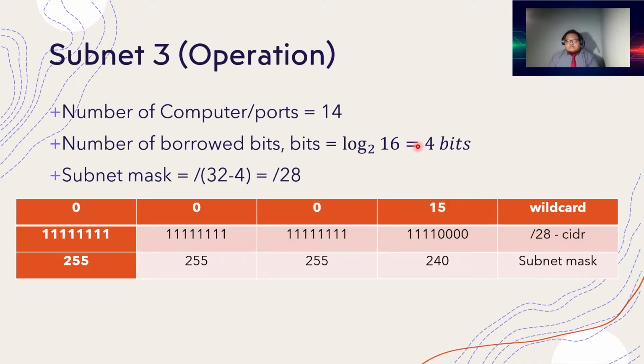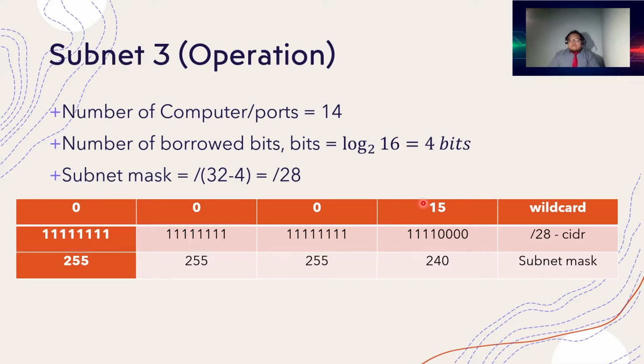For operation, the number of computers or ports needed is 14, and the number of borrowed bits changes. We cannot use log2 32 because it will be too many, because the question asks for the maximum number of ports that can exist in the department. So we are going to use the nearest, which is log2 16, and the borrowed bits are 4 bits, and the subnet mask that we retrieve from this is 32 minus 4, which is mask 28.